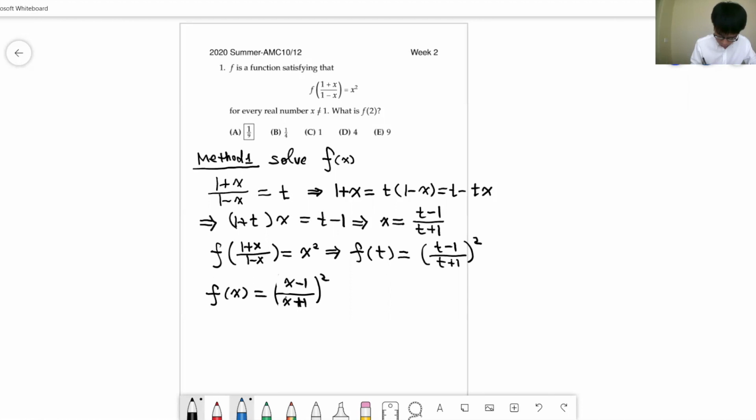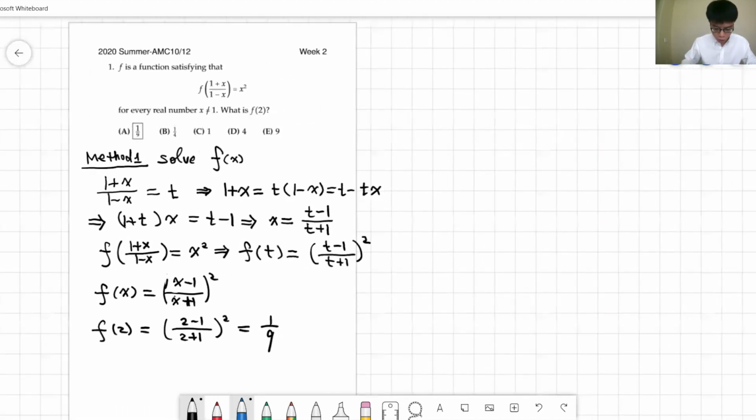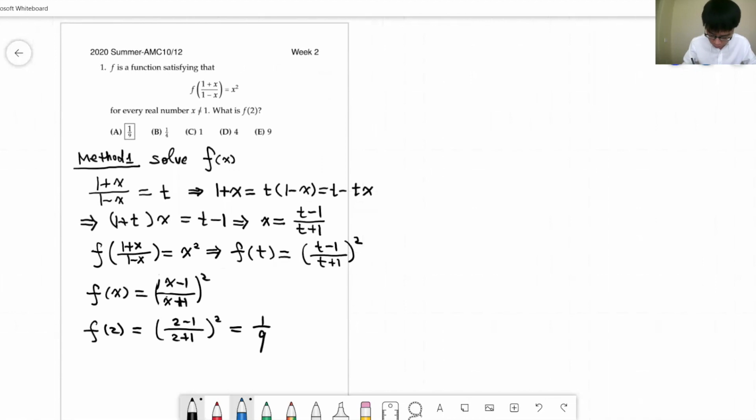So to get f of 2, we just plug in (2 minus 1) over (2 plus 1), squared. So it's 1 over 9. So the solution is 1 over 9. This is method 1. I can also tell you method 2, which is kind of similar.